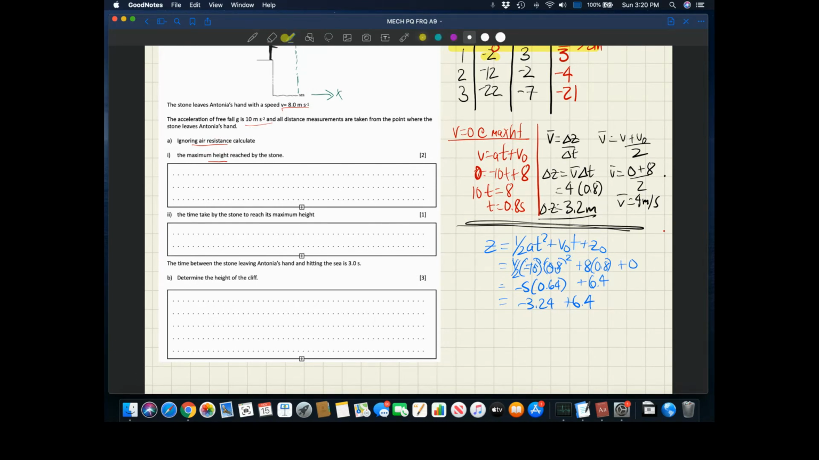That's -3.2, excuse me, not -3.24. Thinking back to a previous problem, -3.2, and that then gives us plus 3.2 meters. So we can see that after we have the time, there's two ways we could go about getting that 3.2 meters. The question is, which way do we want to show?